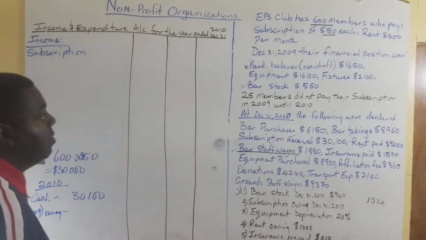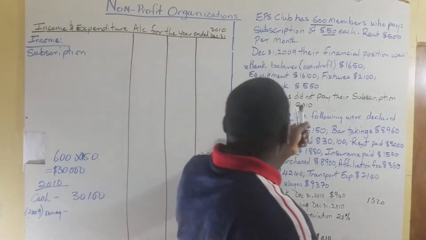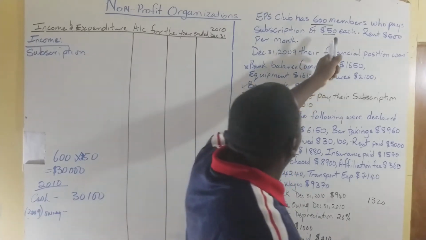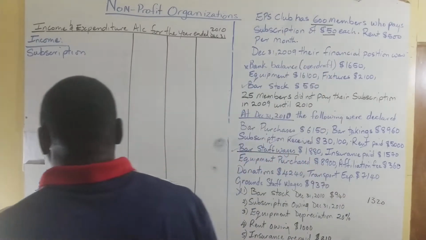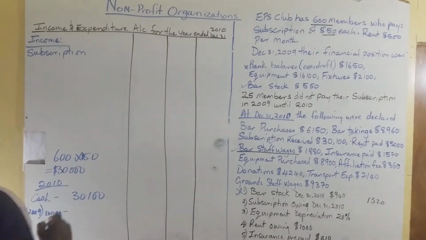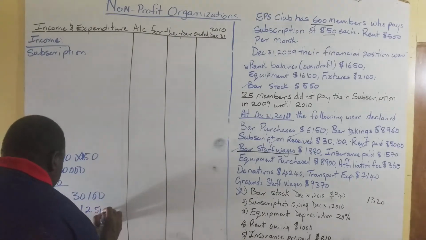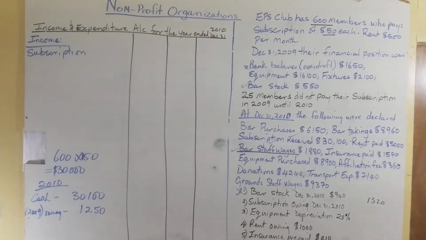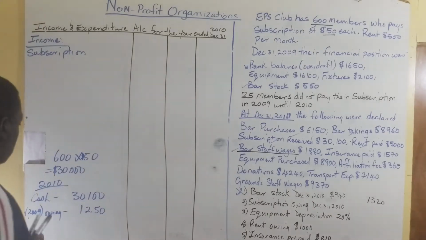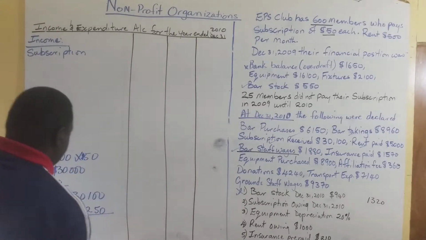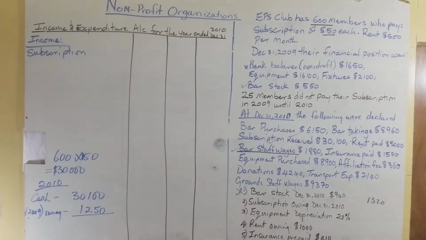This was owing 2009. How much was it here? 25 times the 50, and we had gotten $1,250. Yes, was owing. So what we're going to do is to subtract to be able to determine what subscription is for the period. We're going to subtract this.